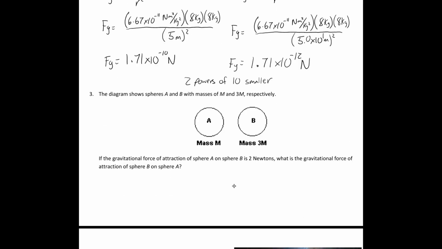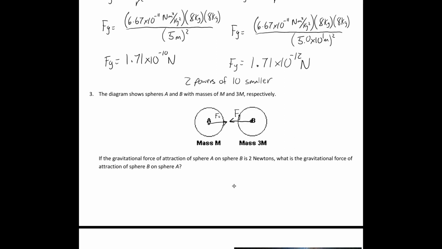All right, now 3. The diagram shows spheres A and B with masses of m and 3m respectively. If the gravitational force of attraction of sphere A on sphere B is 2 newtons. So here, this is the force. What is the gravitational force of attraction of sphere B on sphere A?